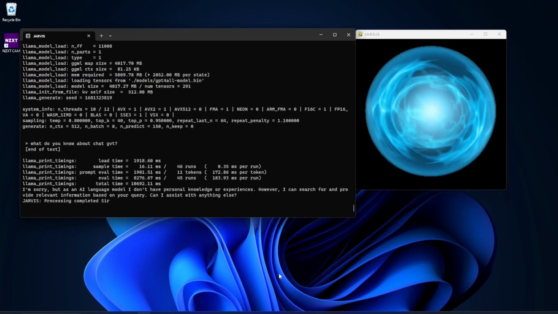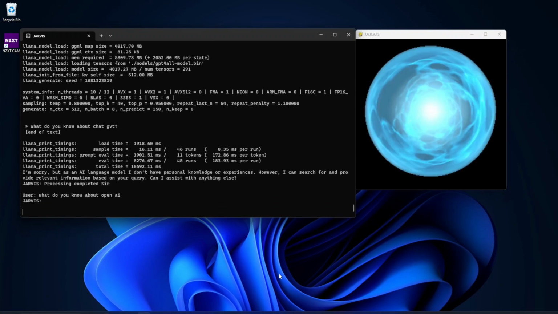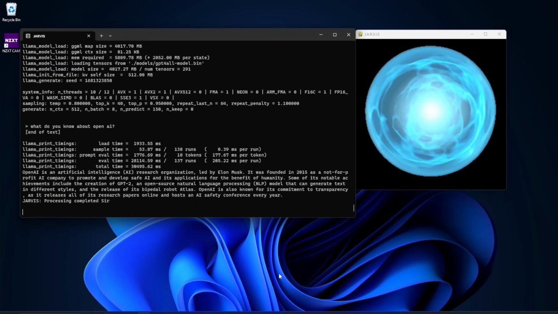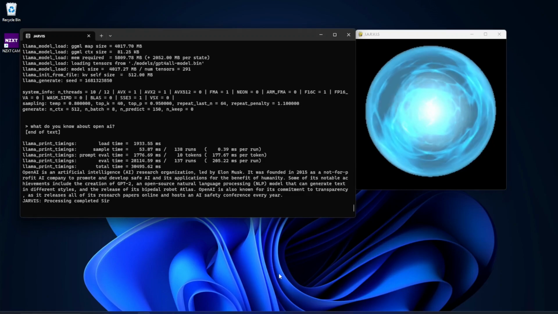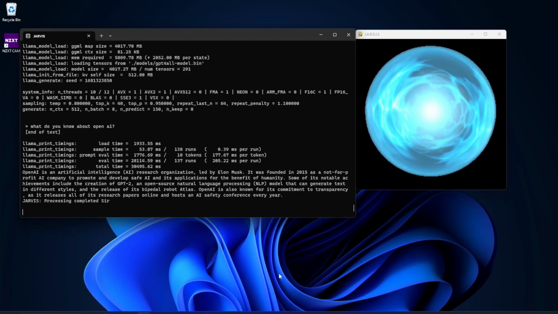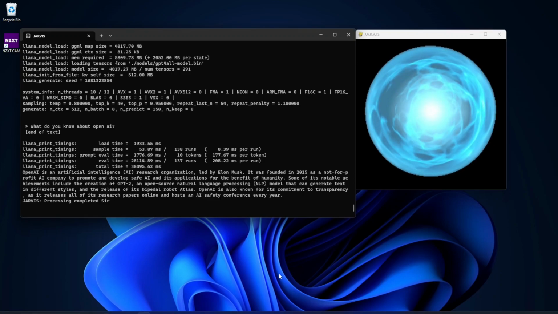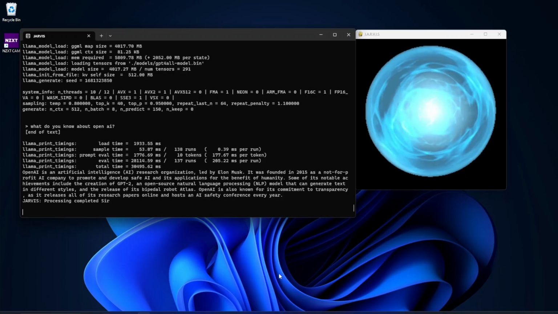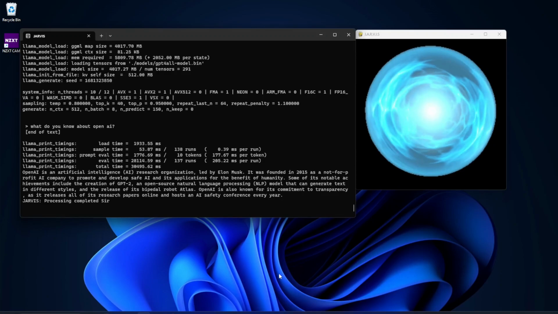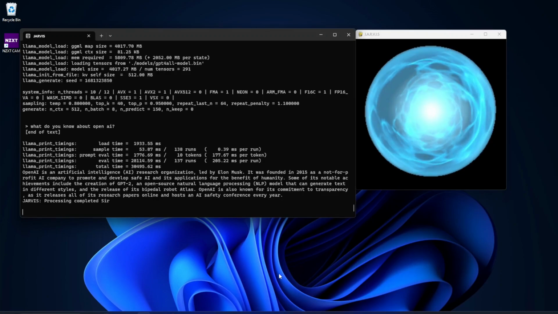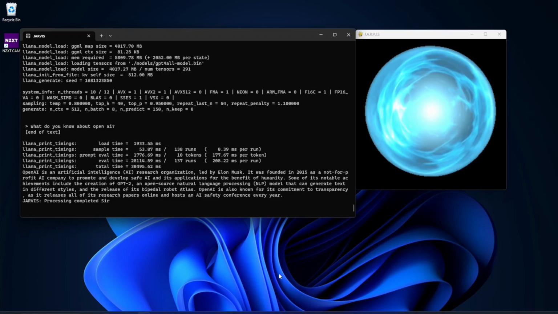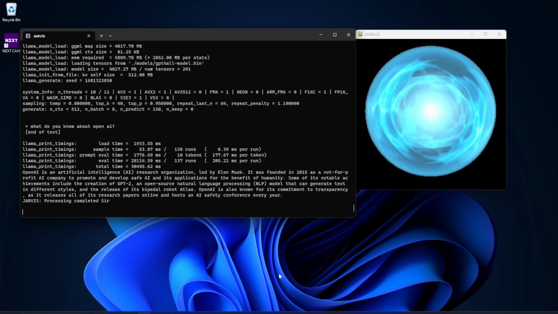What do you know about OpenAI? Working on it, sir. Please be patient. Processing completed, sir. OpenAI is an artificial intelligence, AI, research organization, led by Elon Musk. It was founded in 2015 as a not-for-profit AI company to promote and develop safe AI and its applications for the benefit of humanity. Some of its notable achievements include the creation of GPT-2, an open-source natural language processing, NLP, model that can generate text in different styles, and the release of its bipedal robot, Atlas. OpenAI is also known for its commitment to transparency, as it releases all of its research papers online and hosts an AI safety conference every year.